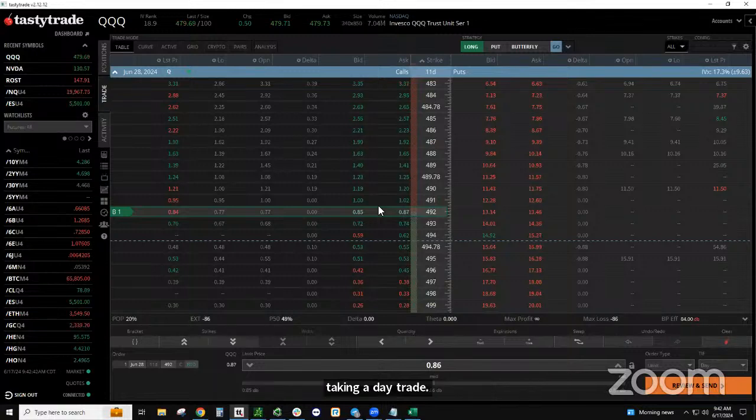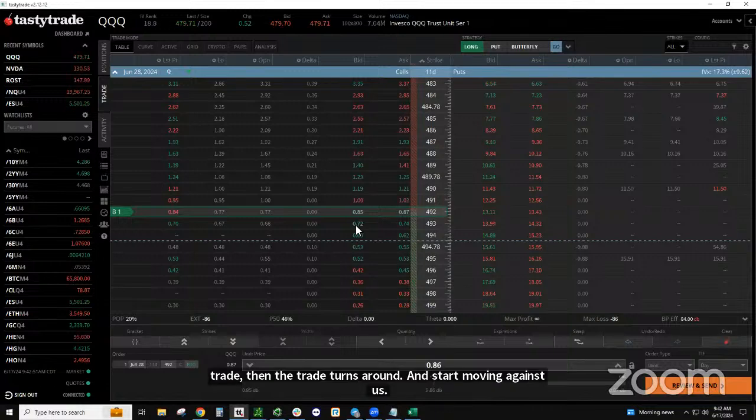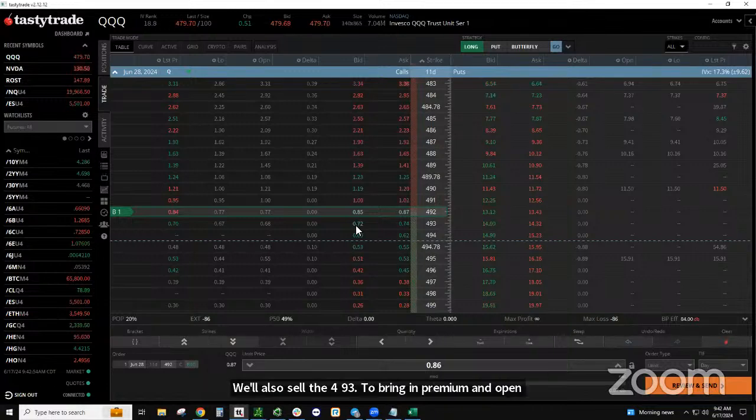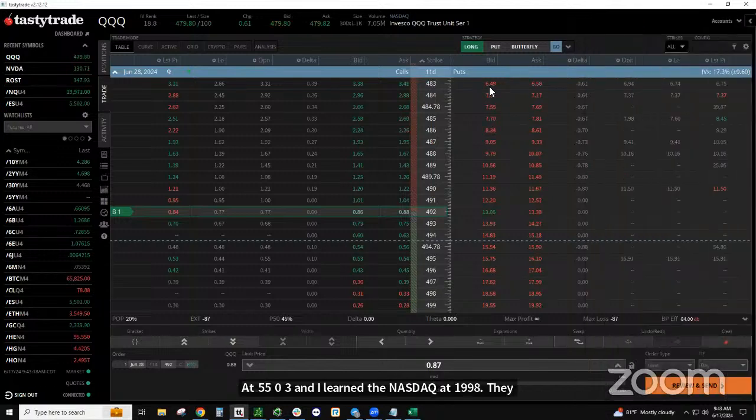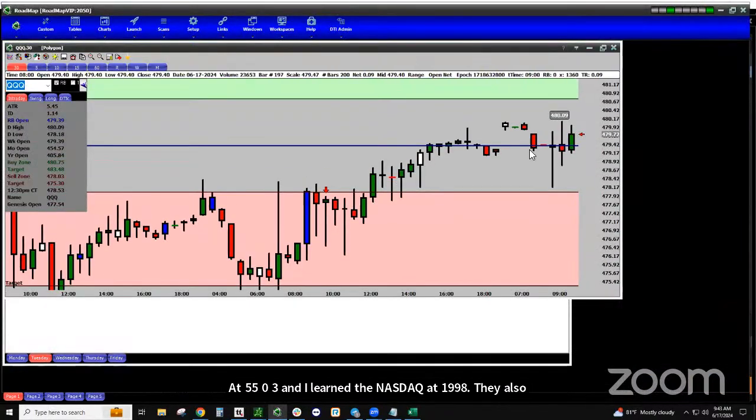If it goes against us, if we trigger into the trade and then the trade turns around and starts moving against us, we'll also sell the 493 to bring in premium and open up some more time that we can let the trade work without having so much long exposure. That's what turning the trade into a spread does. So we just have our alerts set. We have an alert on the S&P at 5503, and an alert on the NASDAQ at 19,988. We also would like the QQQ to get above that 480.09, which it would if those other two futures alerts triggered.